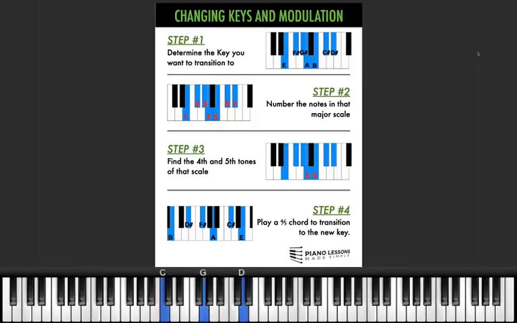So here's my first chord. I'm in the key of C, A minor, down to a G, down to the F. Now I want to play my transition chord, which is the G over A, then down to my D chord.